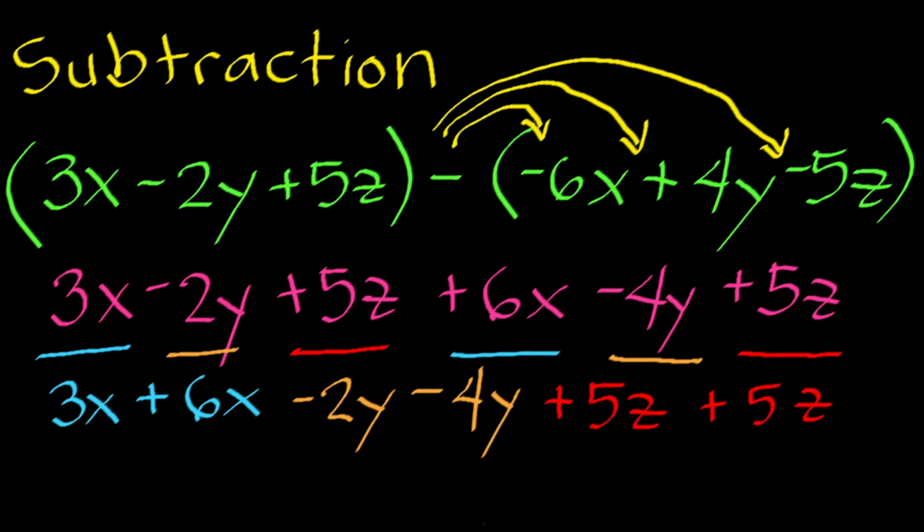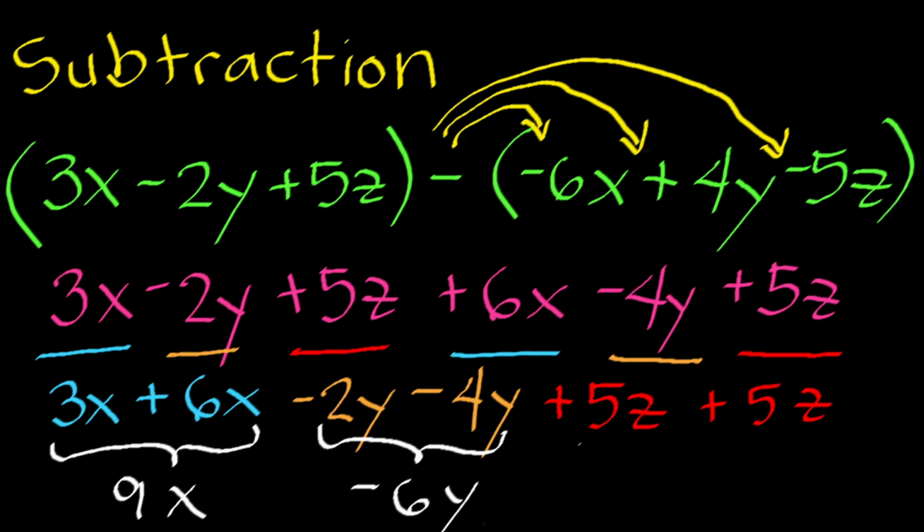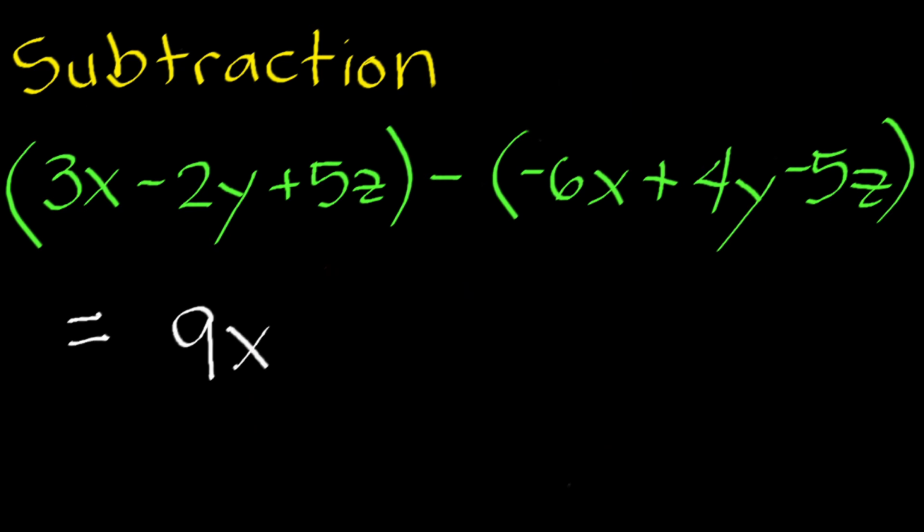Okay, so we have 3x plus 6x in blue, negative 2y minus 4y in orange, and 5z plus 5z in red. So 3x plus 6x equals 9x. Negative 2y minus 4y is negative 6y. And then 5z plus 5z is 10z. So we have the answer which is equal to 9x minus 6y plus 10z.